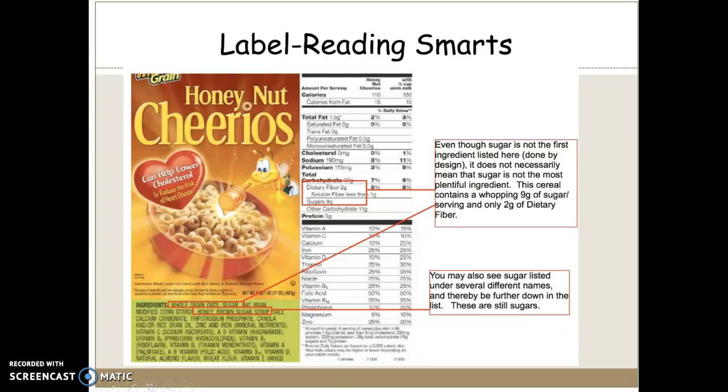Here's the label again. This shows whole grain oats. And then it has the sweetened sugar. So this honey brown sugar syrup is a simple sugar. So the fiber comes from this whole grain, and the sugar comes from this sugar syrup.